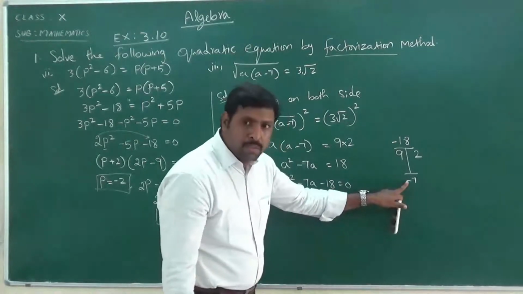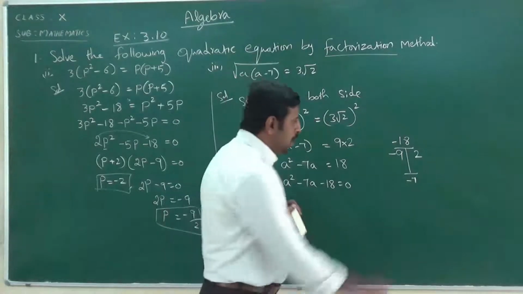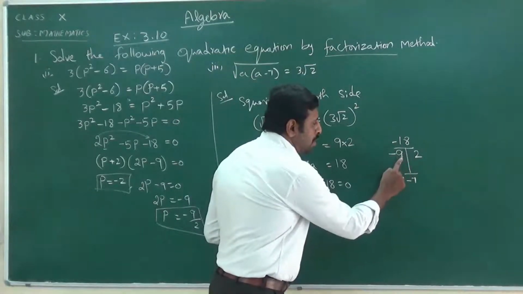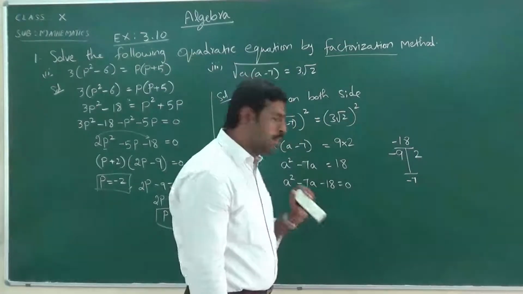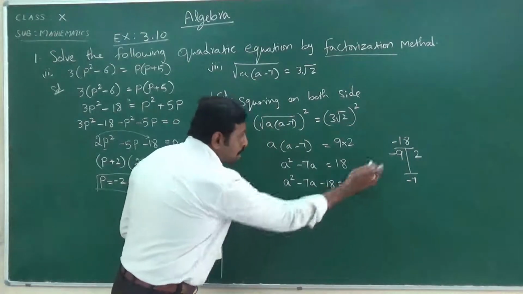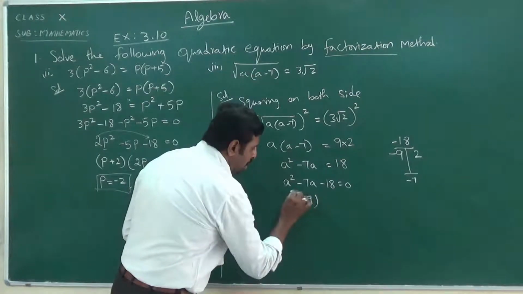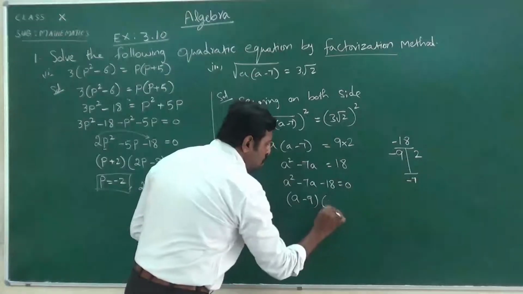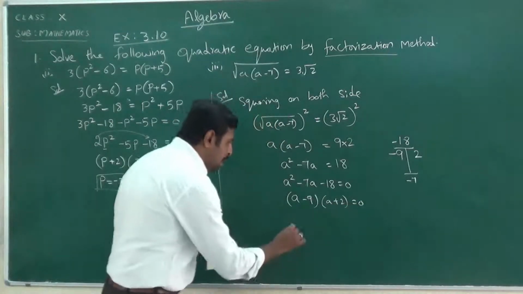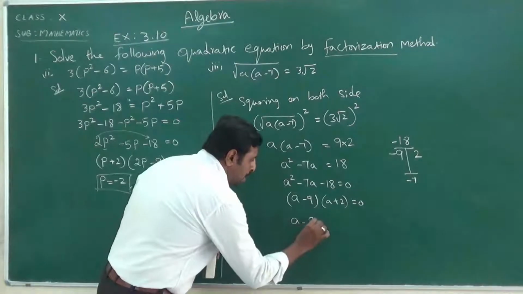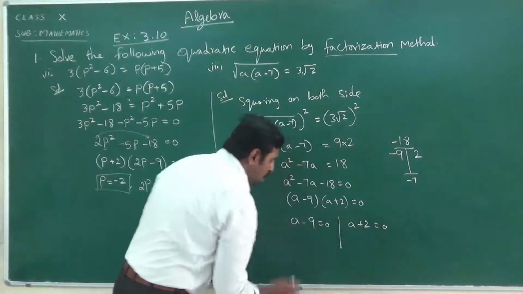Here we have a negative symbol, so put the minus symbol first, and then minus into plus, minus 9 2s are 18. If you add this, we get minus 7 as the factors, right? Then the factors are a minus 9, which is one of the factors, and a plus 2 is the other factor, right? Then the value of a: a minus 9 is equal to 0, and also a plus 2 equal to 0.